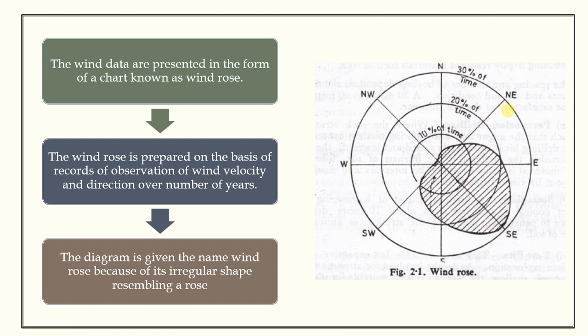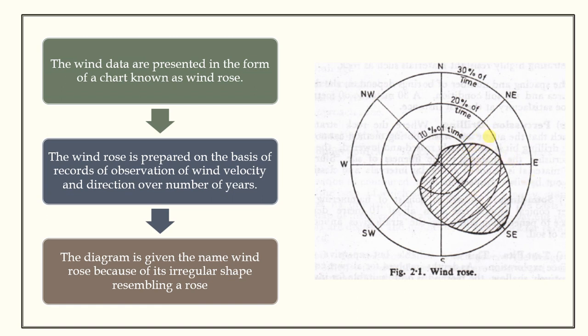The wind rose is prepared on the basis of records of observation of wind velocity and direction over a number of years. So in the present figure you can see the percentage. These are the concentric circles. Concentric circles are the circles which are plotted with a common center. So here in the figure you can see it's 10% of the time, 20% of the time and 30% of the time. These circles are plotted with respect to the percentage of time wind blows. The diagram is given the name wind rose because of its irregular shape resembling a rose.